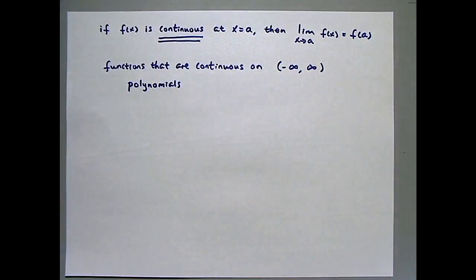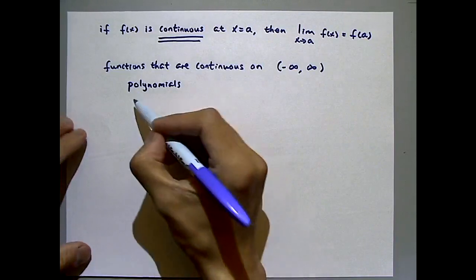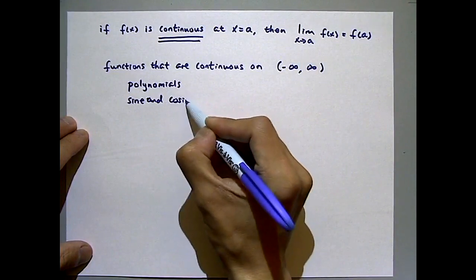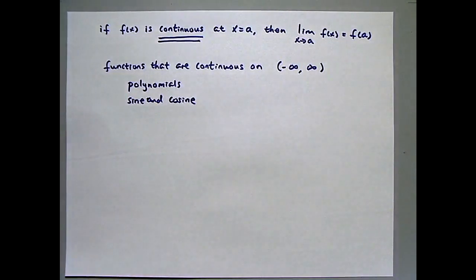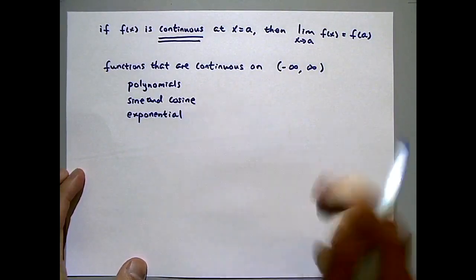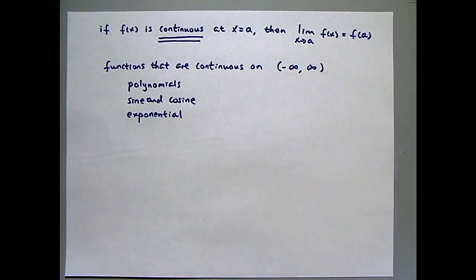Okay, good. What else? Sine and cosine, right. Sines and cosines. Not tangent. Tangent is not continuous at pi over 2, for example, right? What else? Exponential, good. And these are the ones that we see a lot. So keeping these things in mind will help you out greatly when you deal with limits, even in higher dimensions.